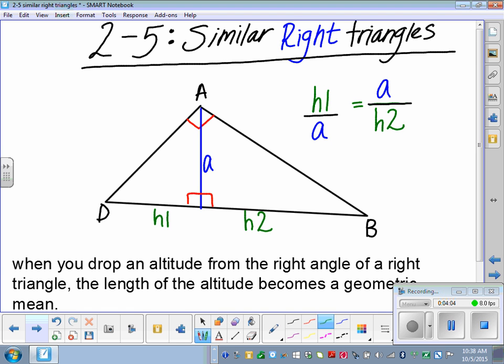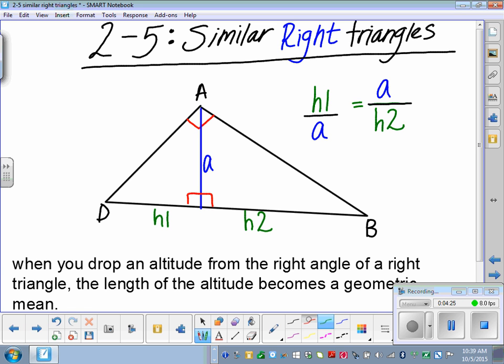Now if we take a line, an altitude, and drop it straight down from the right angle of the right triangle, making a perpendicular line, that means it makes two more 90 degrees right here. Dropping it perpendicular means it makes 90 degrees. Then what happens, guys, is we have three new similar triangles, okay?